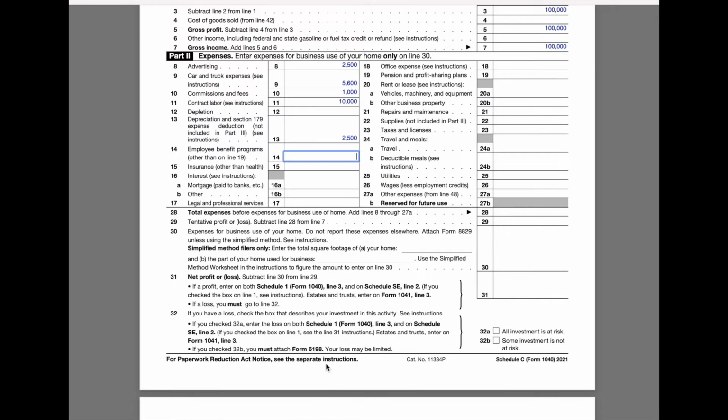Line 14, employee benefit programs. This would be for things such as accident and health plans, group term life insurance, and dependent care assistance programs for your employees. In our example, we did not have any. Line 15 is where you would enter the premiums paid for your business insurance.